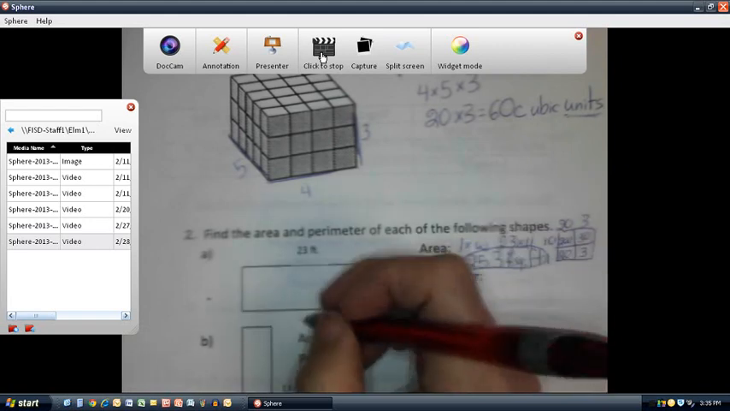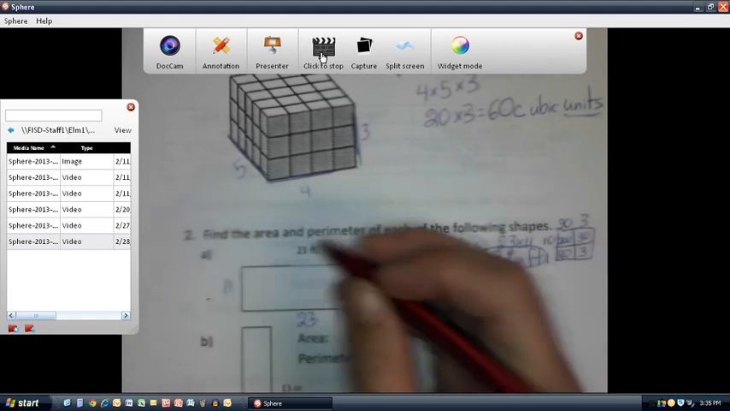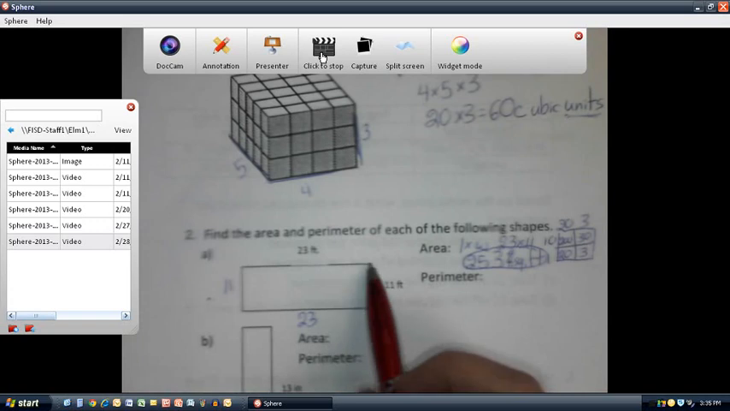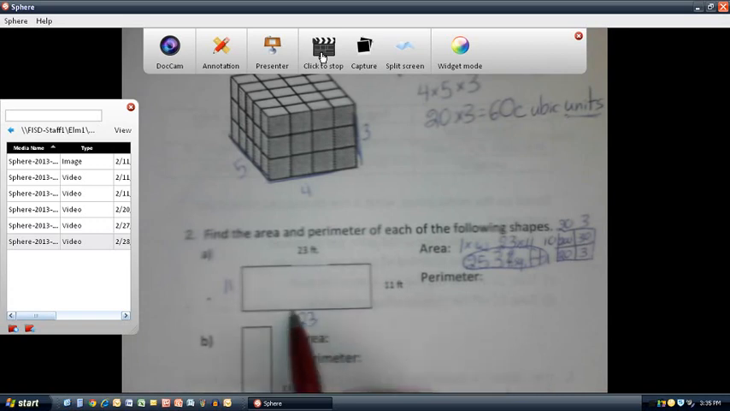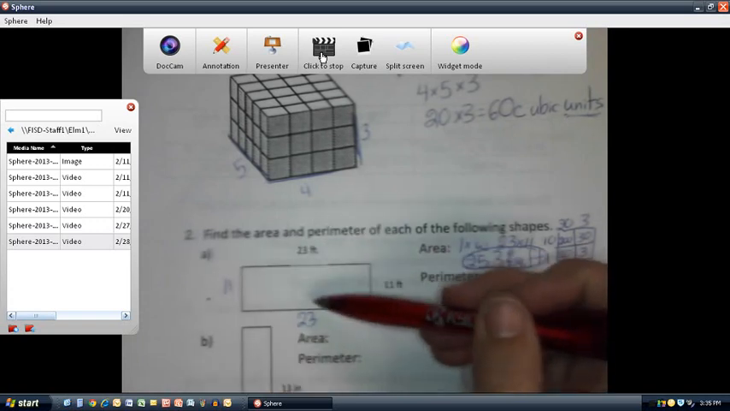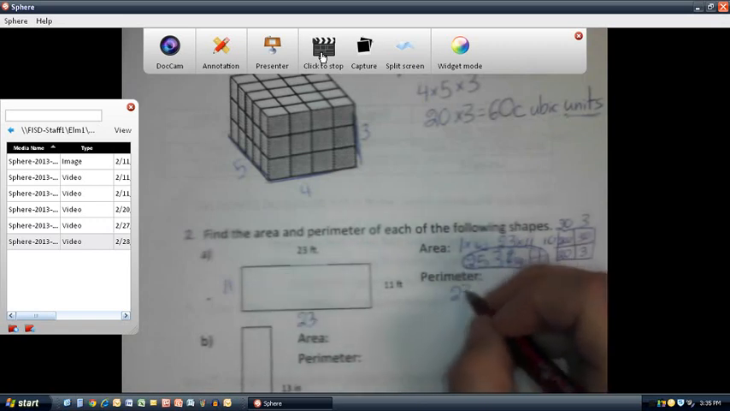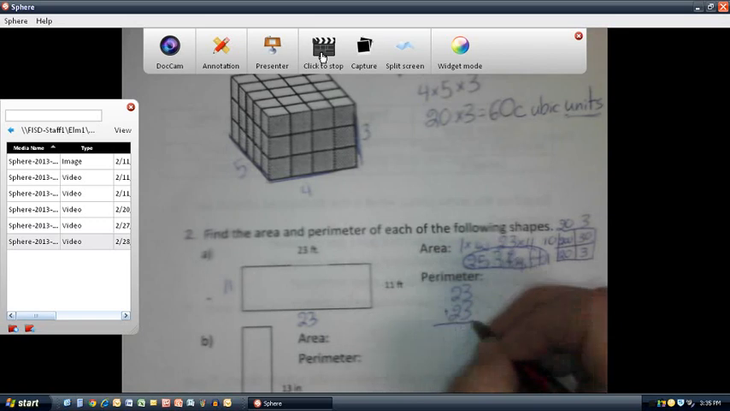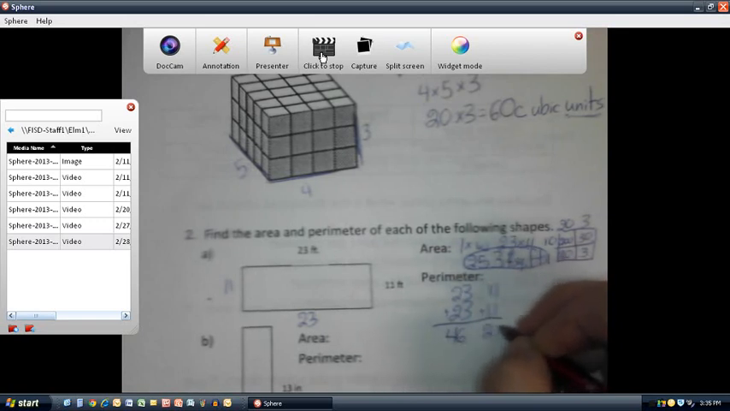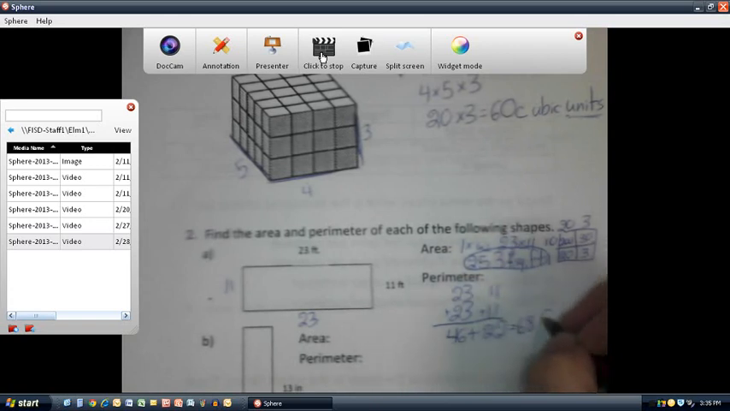Perimeter is when I add all the sides. A lot of us are still just adding 2 sides. Make sure you add all the way around. The opposite sides of a rectangle are the same. So I have 23 plus 23 is 46. 11 plus 11 is 22. And 46 plus 22 is 68 feet.